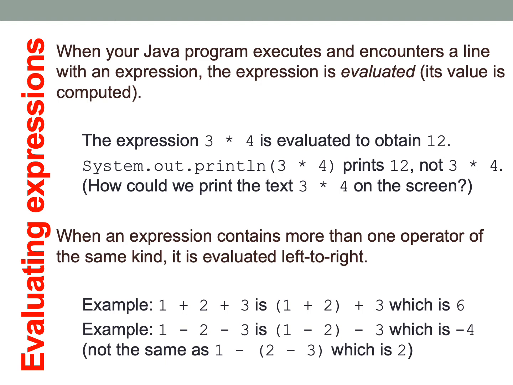Let's look at this example. The expression 3 times 4 is evaluated to obtain 12. If we write System.out.println 3 times 4, it will display the multiplication value, which is 12, not 3 times 4. How could we print the text 3 times 4 on the screen? Do you still remember about string concatenation? We need to apply that concept.